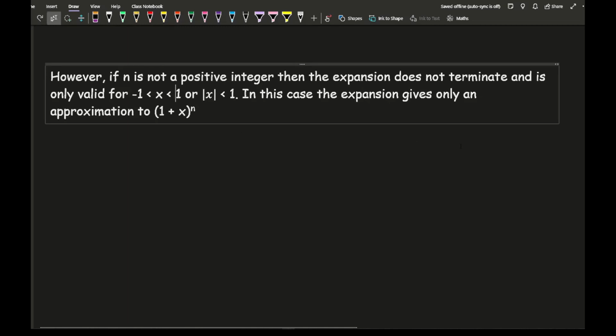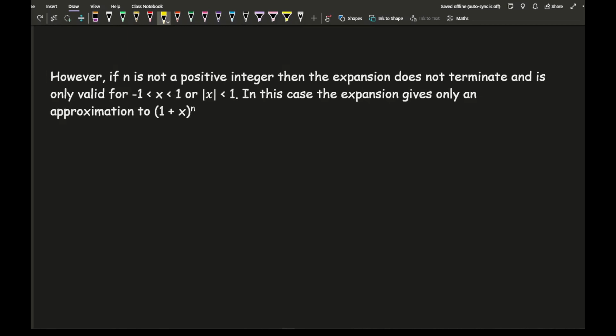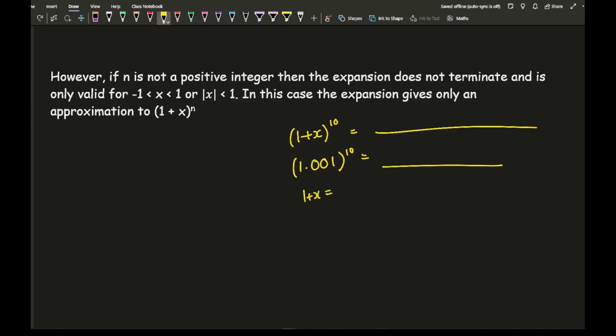Now where this tends to come from, if you think back to the applied questions for binomial expansion, is when you're asked to work out, let's say, 1 plus x to the power of 10, and then you have your expansion, and you may then get asked to work out what 1.001 to the power of 10 is. Well, using the expansion, all you need to do is make 1 plus x equal to 1.001, and you realise that x is going to equal 0.001. And then you substitute x equals 0.001 into your binomial expansion, and you would therefore have an answer for that.